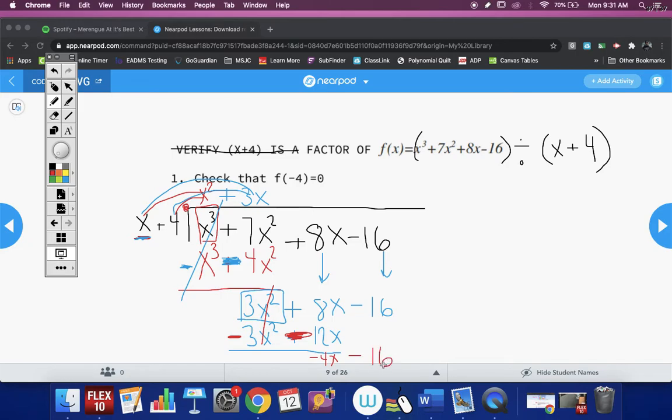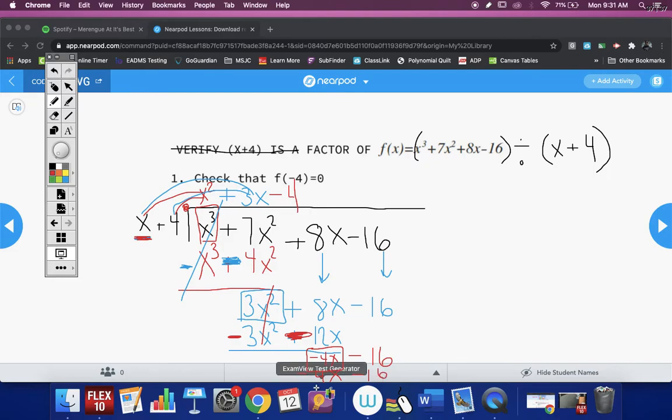And then again, repeat the process. What do I need to multiply x by to get negative 4x? Right, I have x here. What do I have to multiply it by to get negative 4x? Well, just negative 4. And then I end up with, when I multiply negative 4 times x is negative 4x. Hopefully you can still see what I have. And then negative 4 times 4 is negative 16.